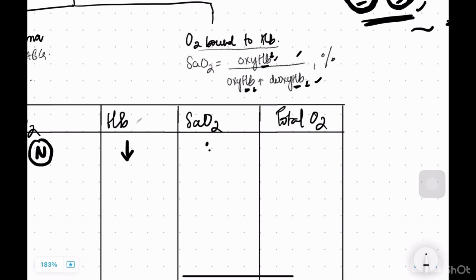So, saturation of oxygen is going to be normal because the amount of oxygen that is bound to hemoglobin is going to stay the same, although hemoglobin itself is decreasing. I hope that that was very, very clear for you.